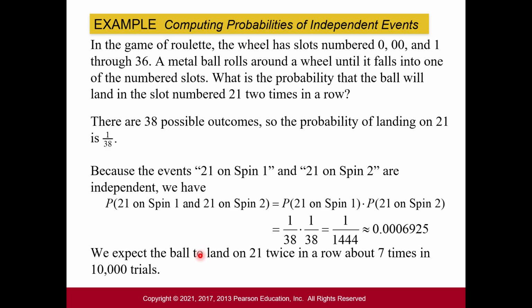So the way you could say that is we expect the ball to land on 21 twice in a row about 7 times, because if you round 69, you could just round that to 7. And then if you move over enough decimal places, that would be out of 10,000 trials. So 7 out of 10,000 that would occur.